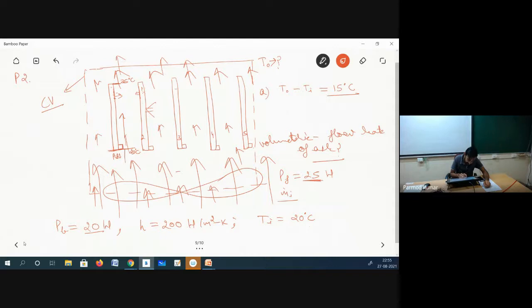Now when air will be flowing over this, this component is having how much? This component is emitting how much heat?